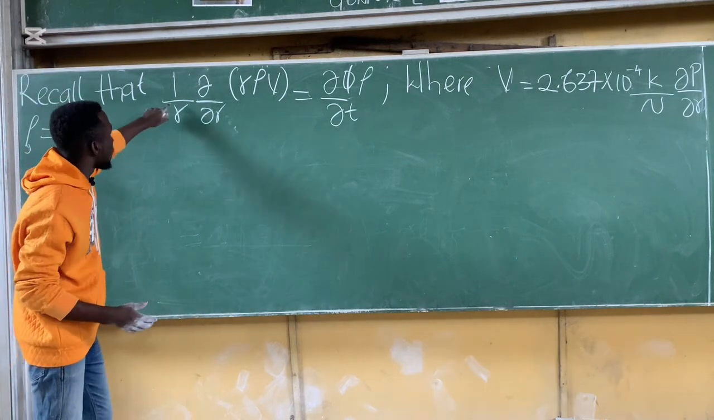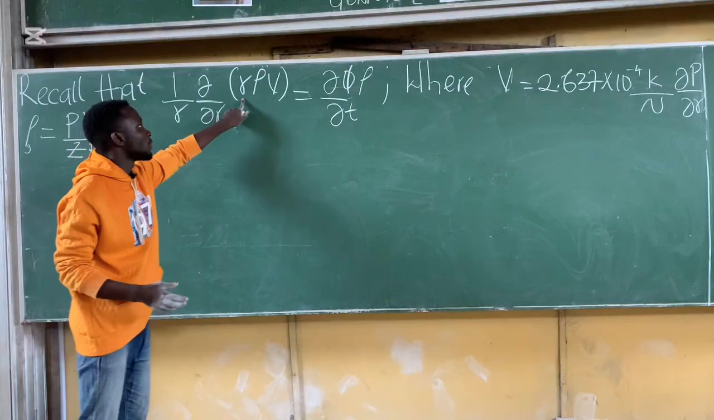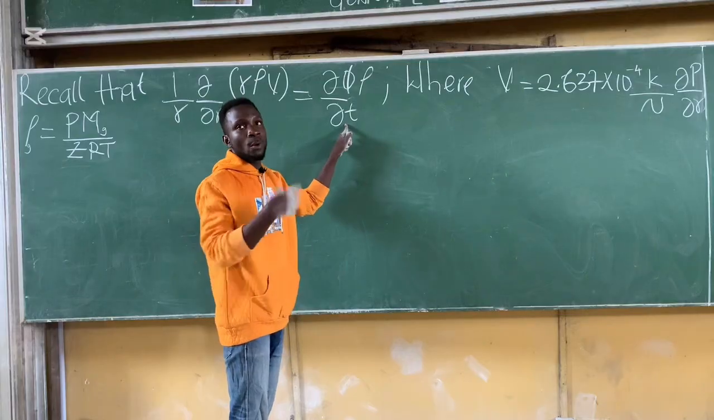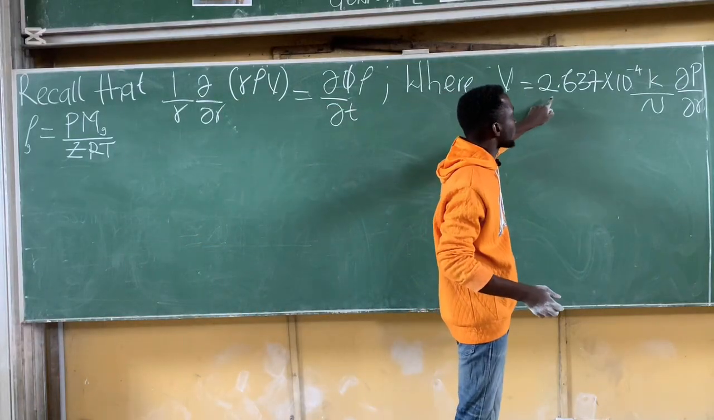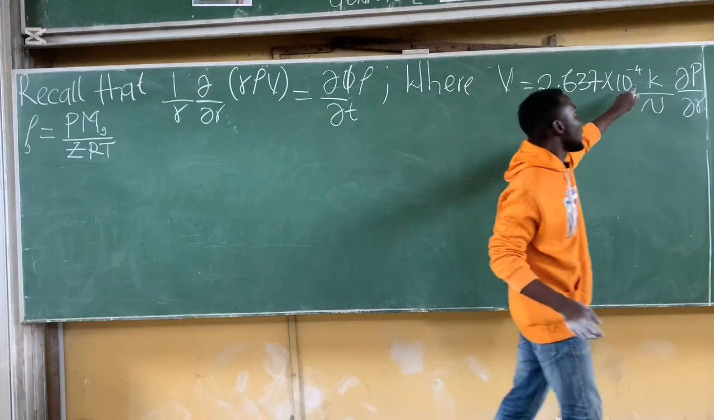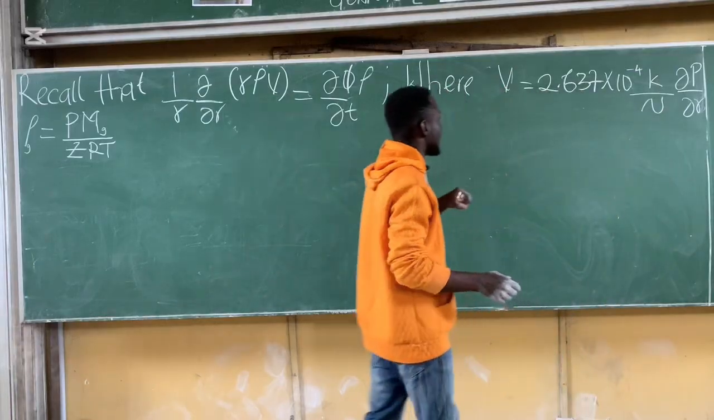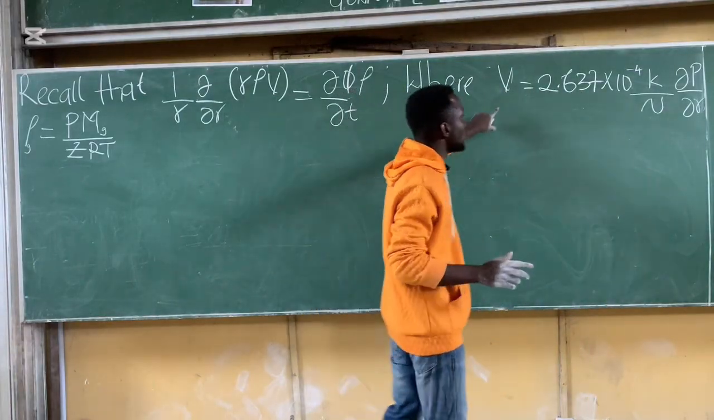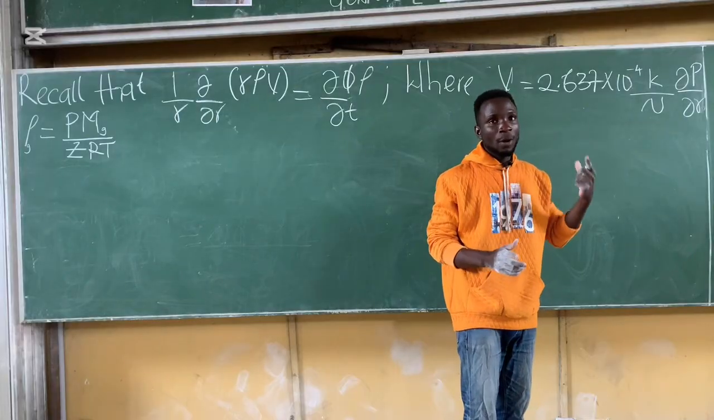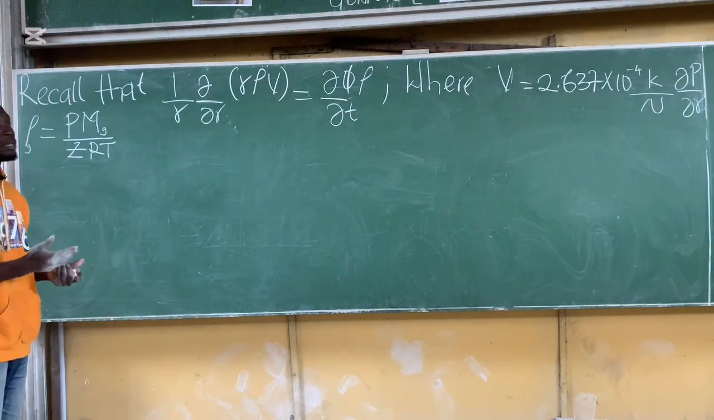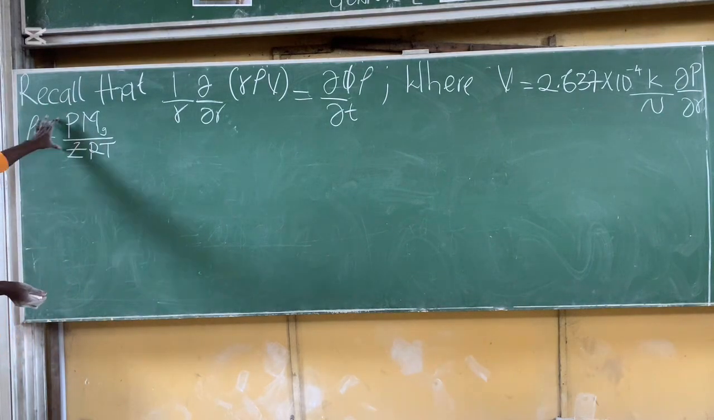We said that 1 over r, d/dr of r rho v is equal to phi rho divided by what? Where we said that v is equal to 2.637 times 10 raised to the power minus 4 k over mu dp/dr. Now, for gas, remember that when we did slightly compressible fluid, we only used the formula for v. When you are deriving for compressible fluid, the density is very variable, so you can't neglect the density. We will include the density of the fluid in our diffusivity equation.